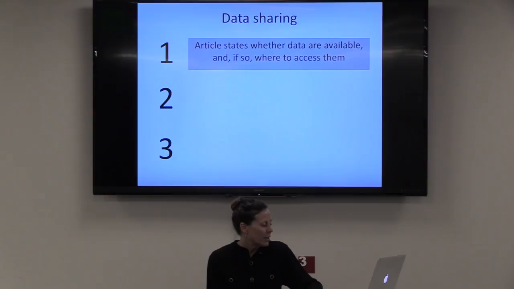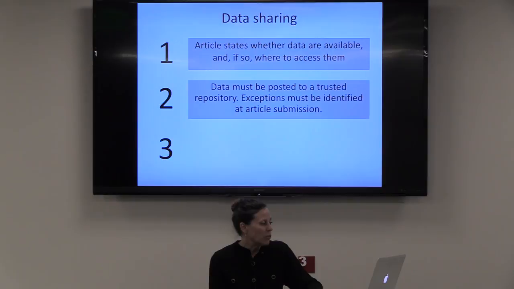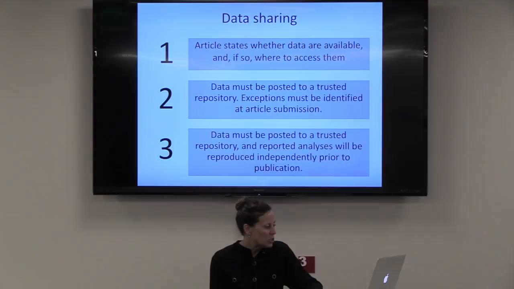So at level one, for example, for data sharing, an article would state whether the data are available and, if so, where to access them. For level two, the criteria would be data must be posted to a trusted repository and exceptions must be identified at the time of article submission, so if any data is withheld. And then level three, at the highest level, the data would be posted to a trusted repository and reported analyses will be reproduced independently prior to publication. So that top tier would be the tier I would think you would endorse, that you would support.